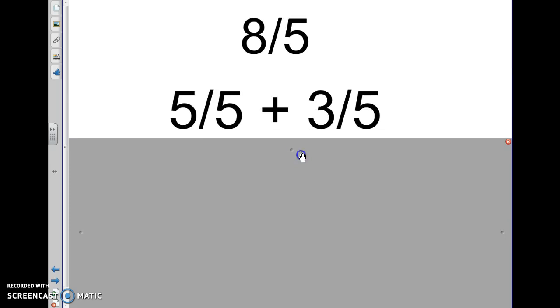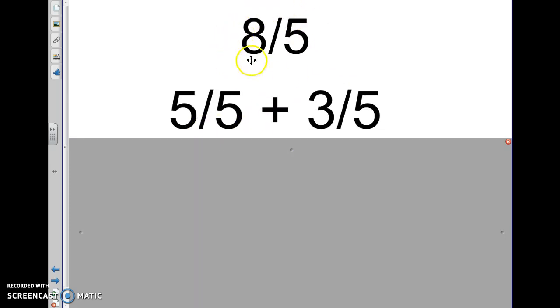Now, it could be 1 and a fraction or it could be a million and a fraction, but it just means that whatever it is, it's more than 1 whole. And the reason that we know that is because remember when the numerator and the denominator are the same, it equals 1. So 5/5, for example, is 1.